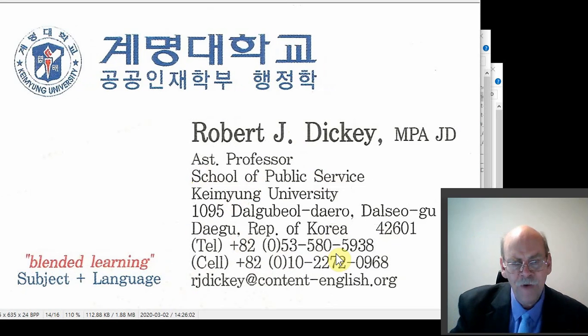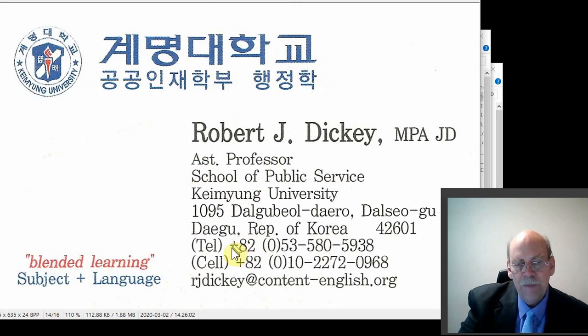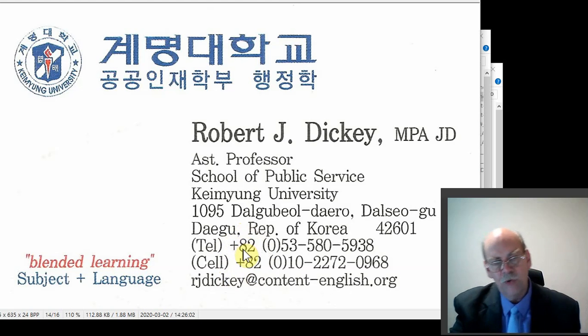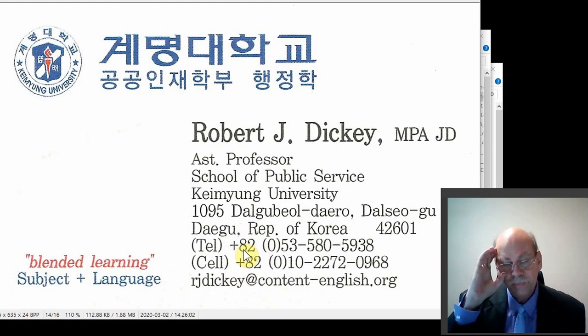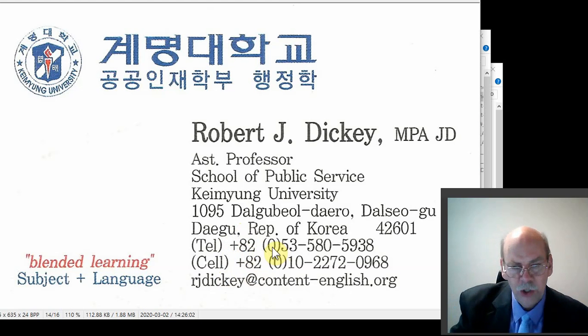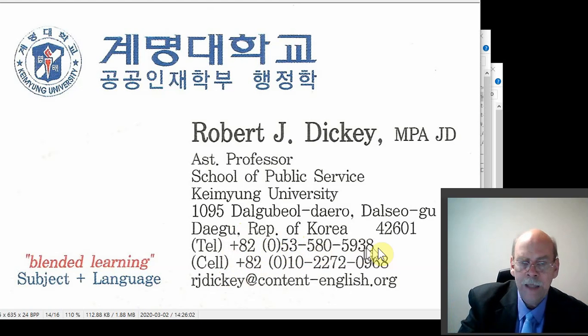It's got my telephone number. Notice that +82 is the Korea code. If you call from international, from overseas, and you want to call Korea, you have to dial 82. If you're in Korea, you dial 053. But if you're outside of Korea, you don't dial a 0. You just dial 8253. And this is my office number.